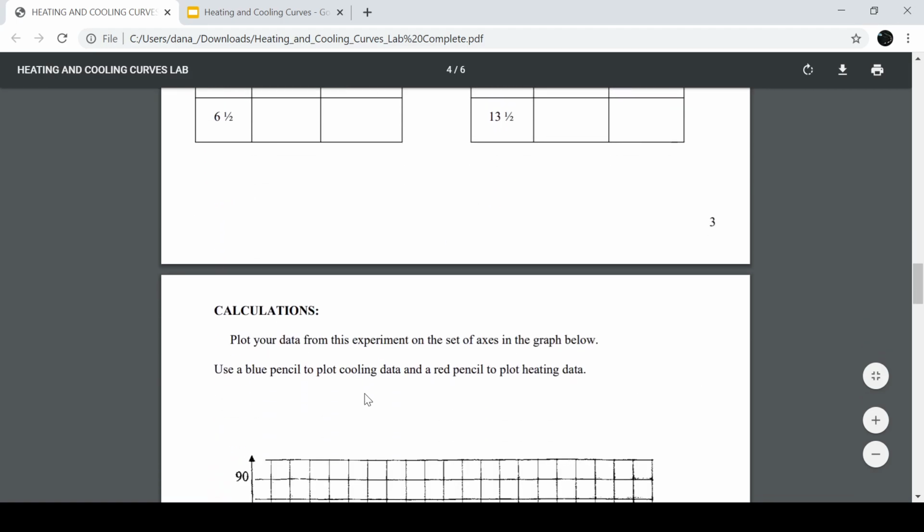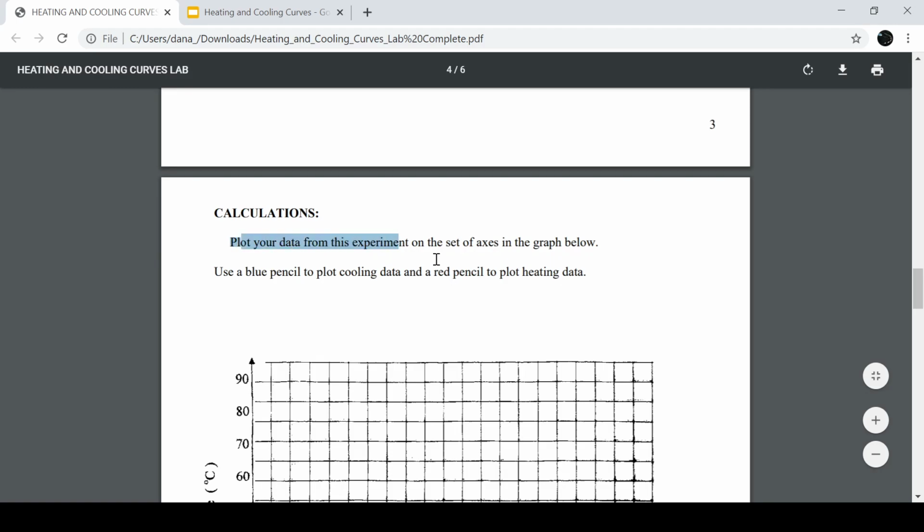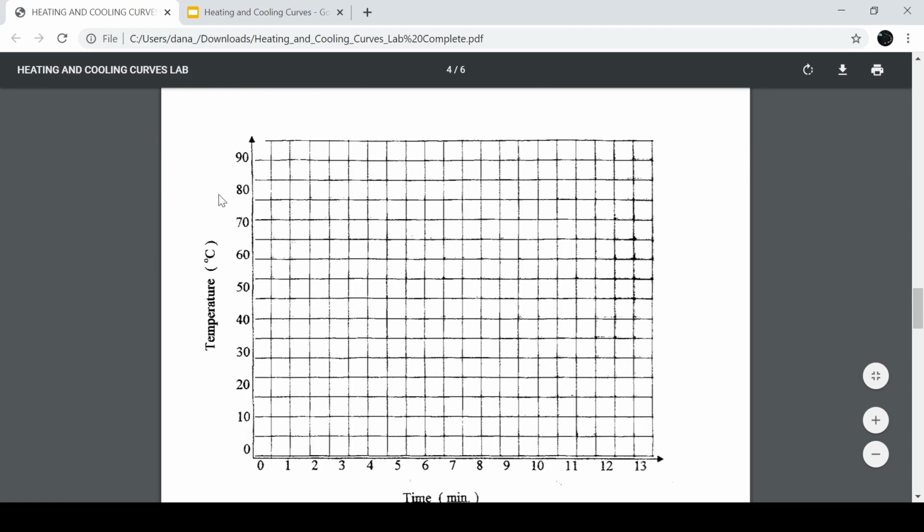Then what we're going to do, we're going to go ahead and plot our data. And you can plot your data on this one right here. And you're going to go ahead and do it in 2 colors. For the heating curve, you're going to do that in red, and the cooling curve, you'll do that one in blue.